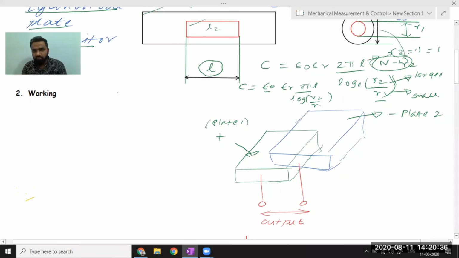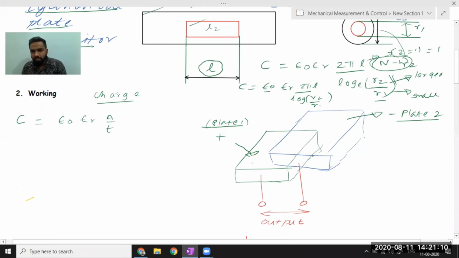Suppose this is my plate 1 and this is my plate 2. One is at the negative terminal and one is at the positive terminal. Suppose these plates are holding some charge. Now this is nothing but some kind of parallel plate capacitor. So the value will be epsilon naught epsilon R A by T, where n minus 1 we consider to be equal to 1.